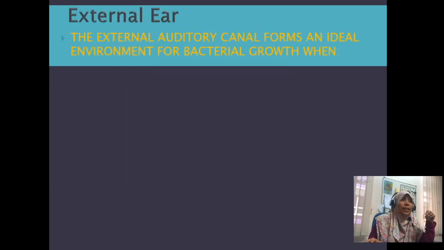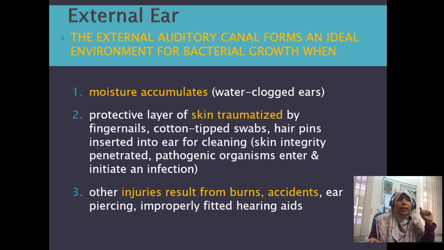The next one is the external ear. The external auditory canal forms an ideal environment for bacterial growth under certain conditions. Usually in a normal condition, we won't get the infection. But how do we get the infection? The first one is when moisture accumulates, for example water clogged ears, like when you are swimming and the water gets into your ears. That is how you get infection.